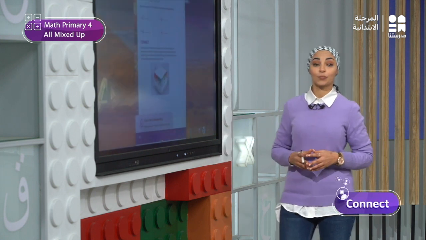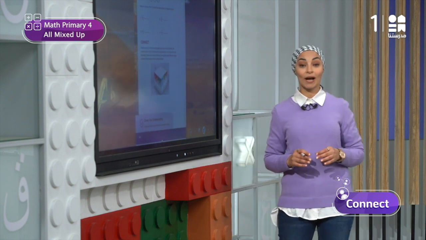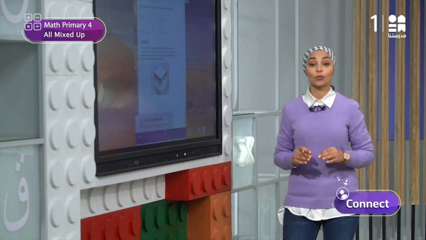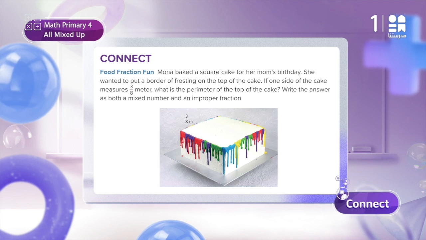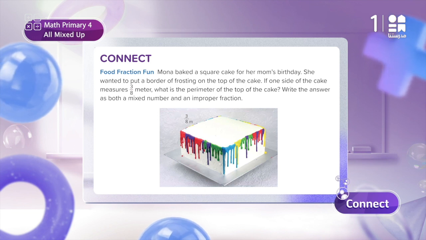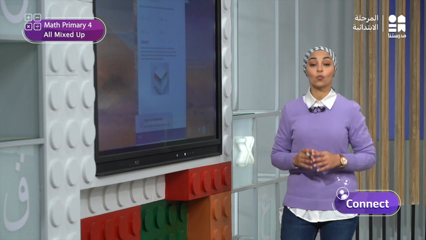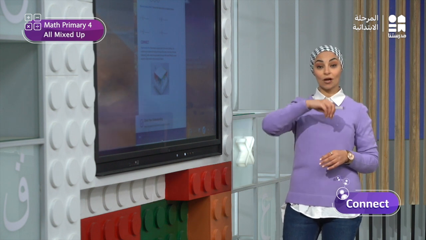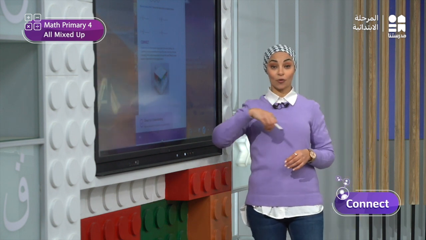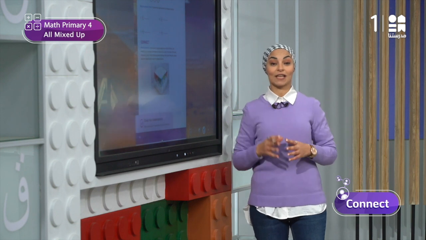And here in the connect part, we want to help Mona decorate her cake. Mona baked a square cake for her mom's birthday. She wanted to put a border of frosting on the top of the cake to decorate it.